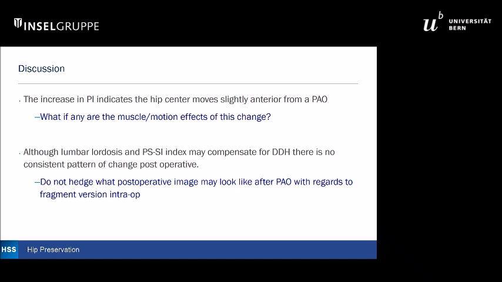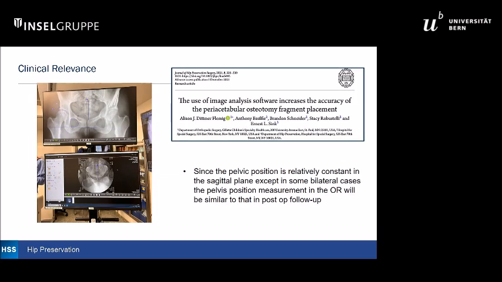And we do know that although there is some change in lumbar lordosis after bilateral PAOs, the sagittal alignment is relatively unchanged, so you don't need to hedge when you get your images in the operating room and decide where to put the acetabular fragment. Since the pelvic position is relatively constant, preoperative, intraop, and postoperative, you can pretty much guarantee that what you're seeing in the operating room could be what you might see 6 months or a year later, except perhaps in the bilateral PAO patients.